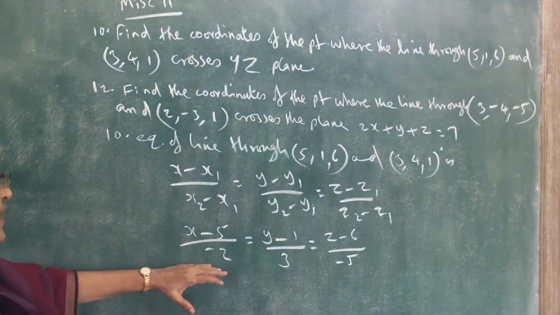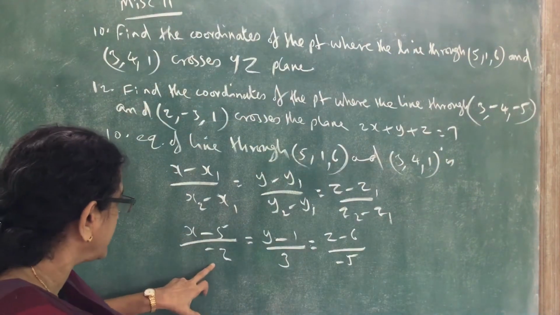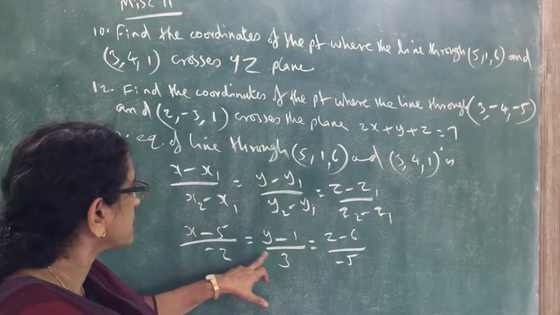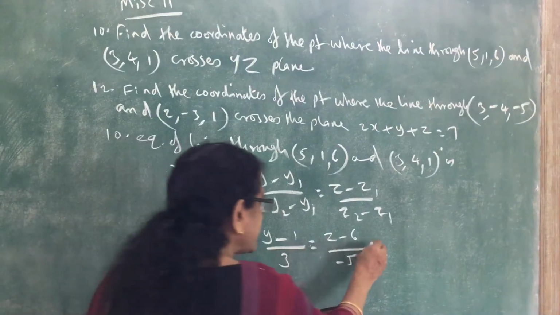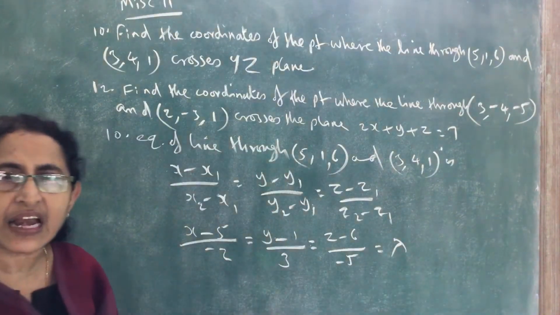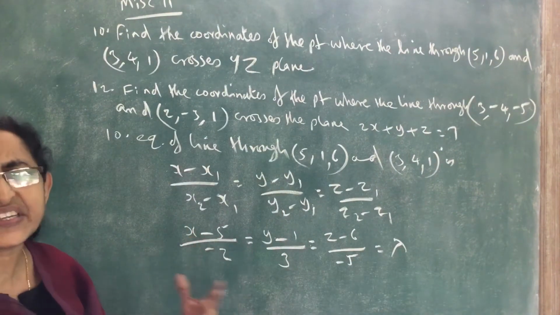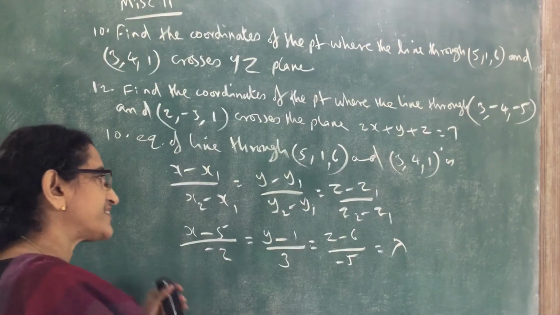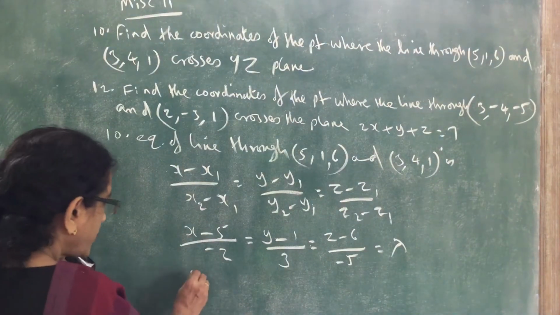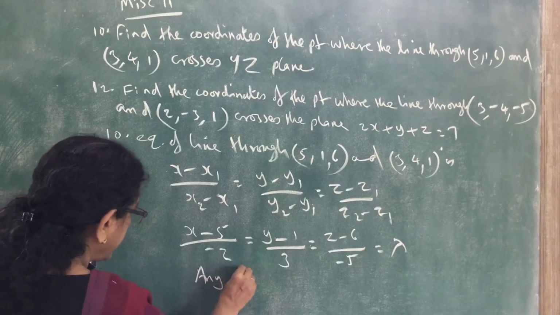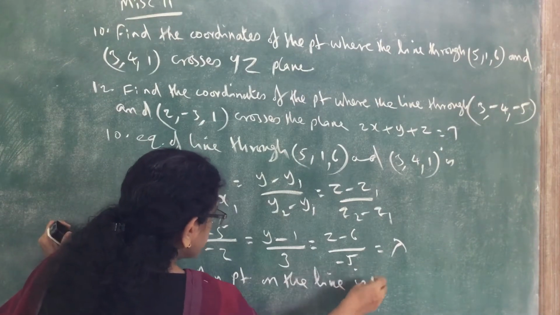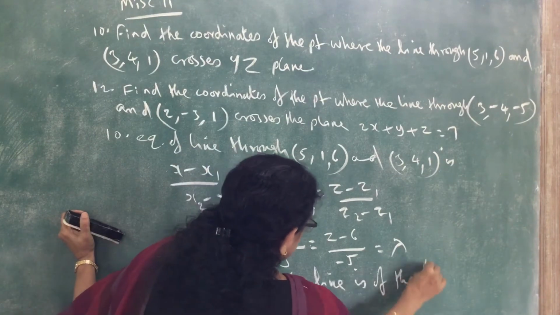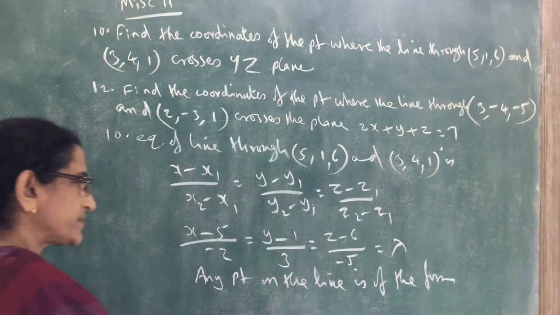So this is the equation of the line: (x minus 5) by minus 2, (y minus 1) by 3, (z minus 6) by negative 5. We can equate this to lambda and we get a general point on the line in terms of lambda. So we can find the general point on the line. Any point on the line is of the form.